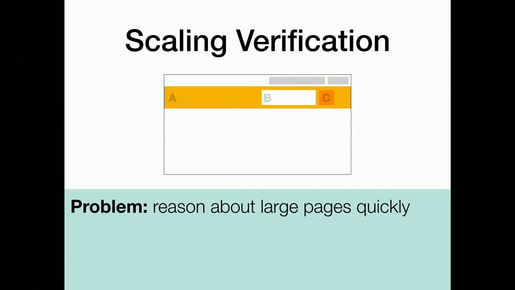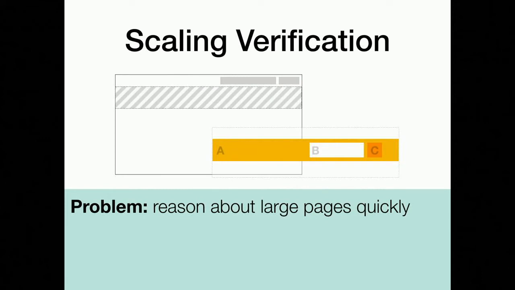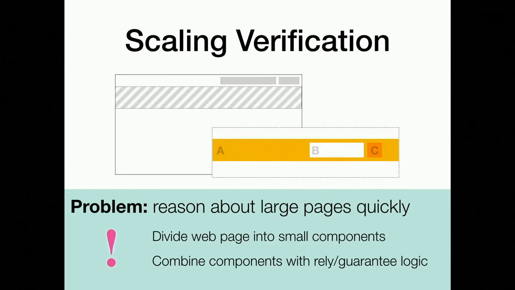Well, the idea for reasoning about large pages quickly is the insight that every large page is a bunch of small pages glued together. This is a classic trick in programming languages. If we can divide the page into smaller pieces, we can reason about those pieces efficiently, and then hopefully we can find some way of gluing those small pieces back together to learn something useful about the page as a whole. So here's how we do that.